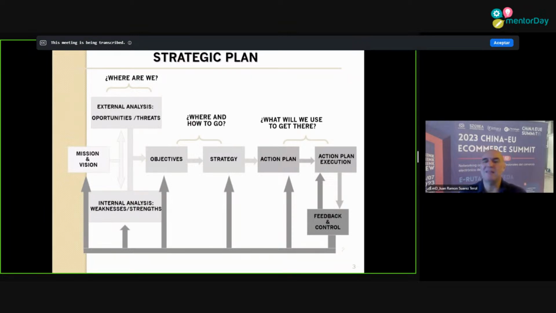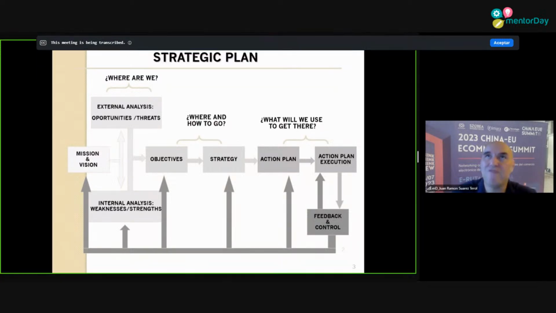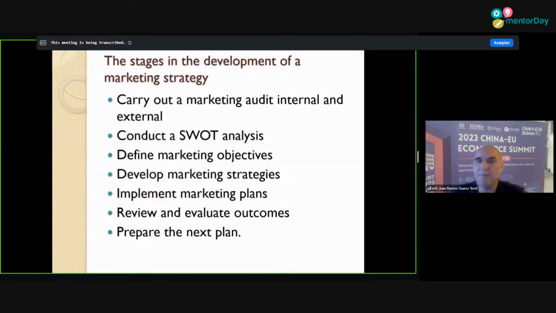So that last thing, feedback and control, is very important. It's what we call the KPIs, key performance indicators, that probably many of you are aware of and were using. And as a summary, it is basically to understand if our strategy is going well or not. That is basically what we do in feedback and control, and try to review all the time our strategic plan. Okay, so that is basically the process.